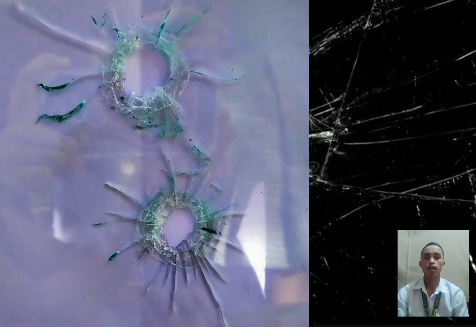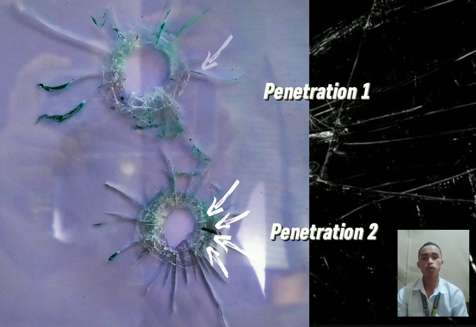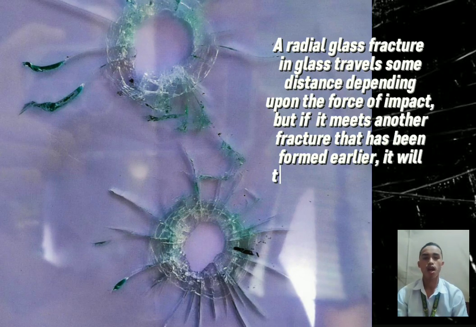As we can see, there are 2 points of impact, or holes, which the bullet caused. The upper is penetration 1 and the bottom is penetration 2. So there are 2 holes in the glass pane. It may be possible to determine which hole was made first. A radial fracture in glass travels some distance depending upon the force of impact, but if it meets another fracture that was formed earlier, it will terminate at that point.